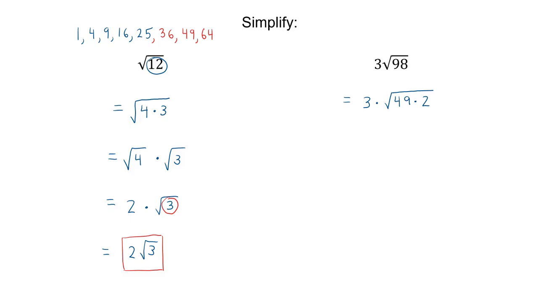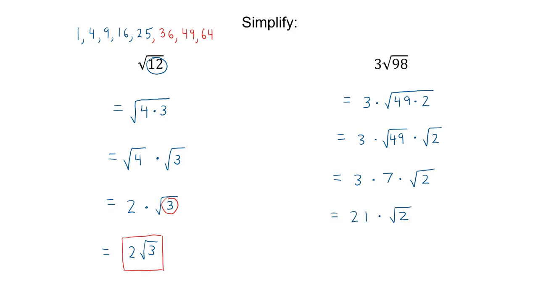But the multiplication property of radicals says that we can rewrite the square root of 49 times 2 as the square root of 49 times the square root of 2. And now we're able to simplify the square root of 49 because 49 is a perfect square. The square root of 49 is 7. So we have 3 times 7 times the square root of 2. Let's simplify a little bit further because 3 times 7 is 21.